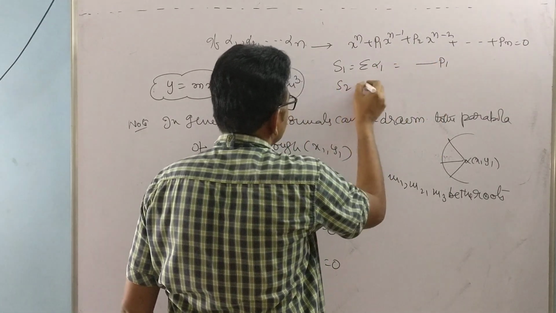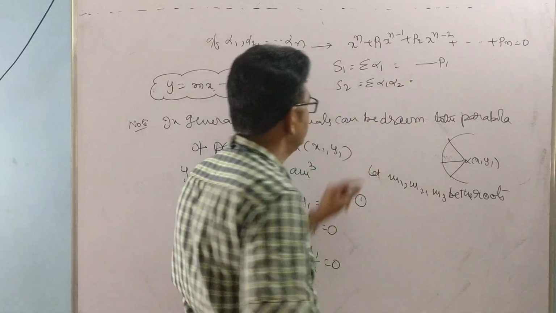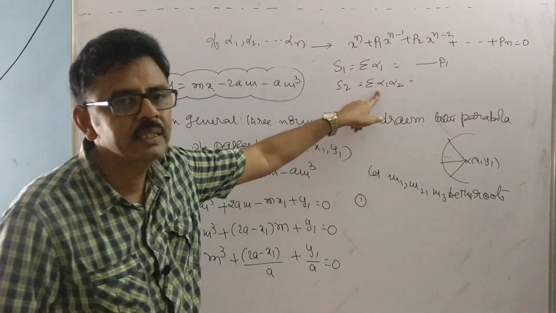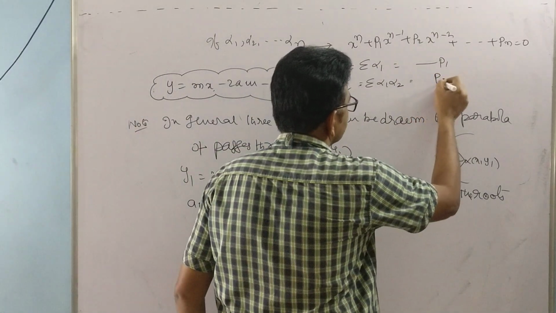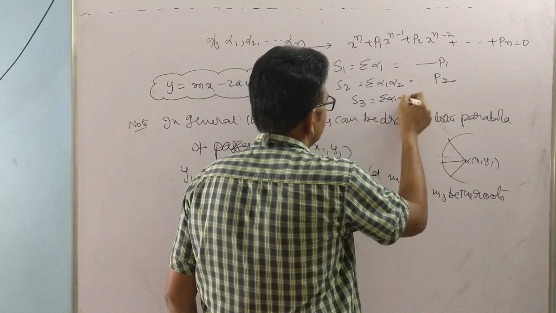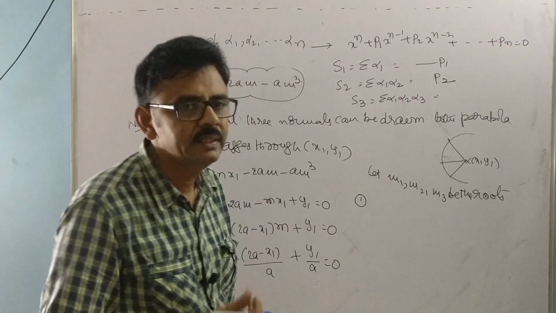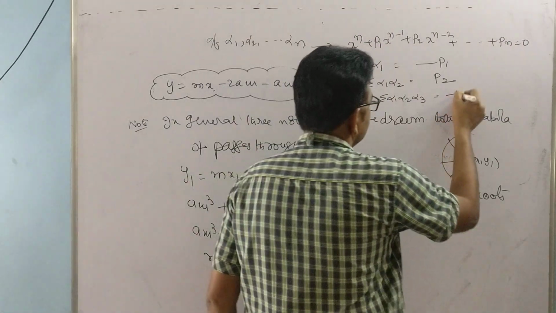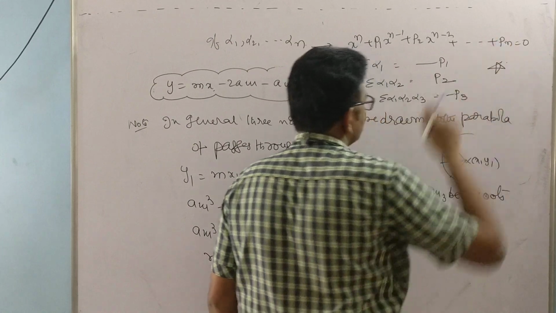What is S2 equal to? Sigma alpha 1 alpha 2, that is the sum of the product of roots taken 2 at a time, that is plus p2. And S3 equal to sigma alpha 1 alpha 2 alpha 3, sum of the product of roots taken 3 at a time, minus p3 and so on. I think for the recollection I can write once.